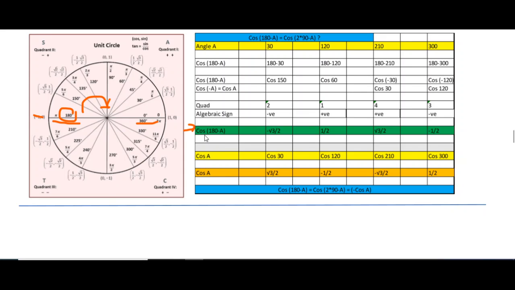What does it mean? Cosine of 180 minus a is equal to negative cosine a. For example, on this orange bar, I've taken the values of cosine for all the angles that you've given, 30, 120, 210 and 300. The values are plotted here from this unit circle. And if you see the values on the green bar and the orange bar, you will notice that they are the same in terms of numerical values, but they are opposite in terms of algebraic signs, right?